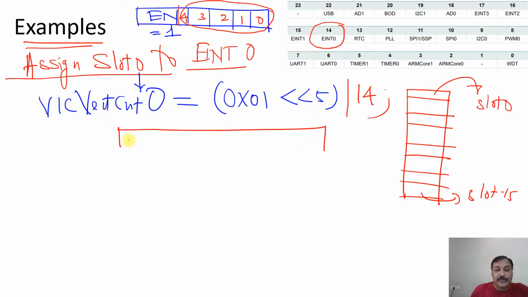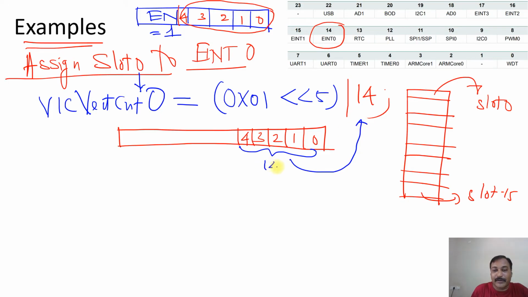So vector control 0 is a 32-bit SFR. I am not bothered about the rest of the bits. These 5 bits, bit 0 to bit 4, I make use of for writing the source number. This is what this 14 will do. I am writing a 14 here. The fifth bit is the enable bit. So if I left shift 1 by 5 times, this enable bit becomes a 1. The moment you do these two things, slot 0 is assigned to external interrupt 0.